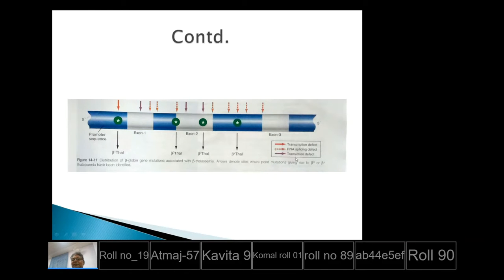This is the translational defect. This row shows the splicing mutation sites. This is the transcriptional defect, red, completely red, that is located on the promoter site. And this slightly pink, slightly violet color is the translational defect. This location is in the exons region. These are the exons.